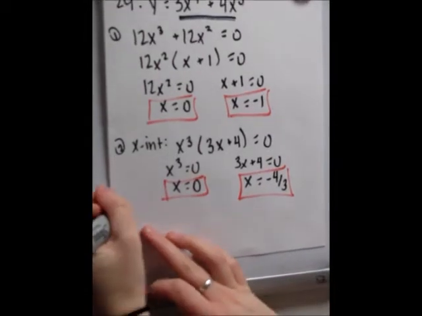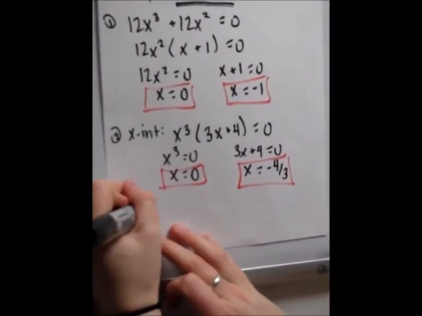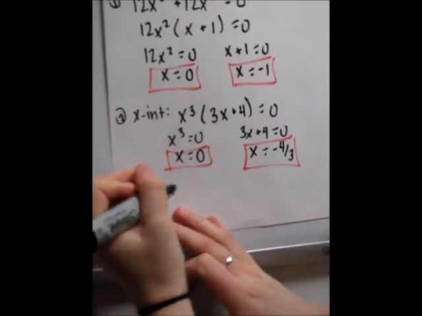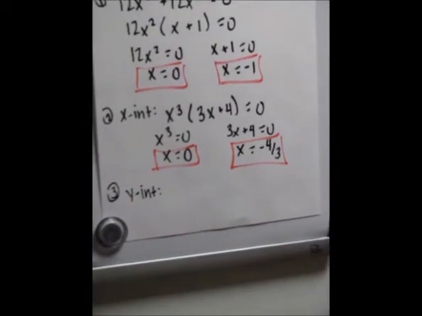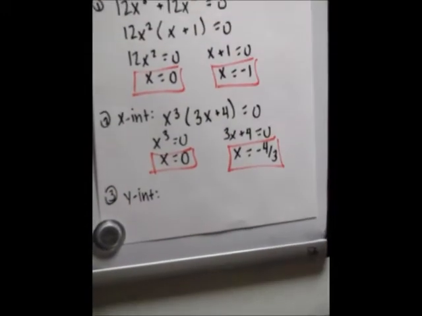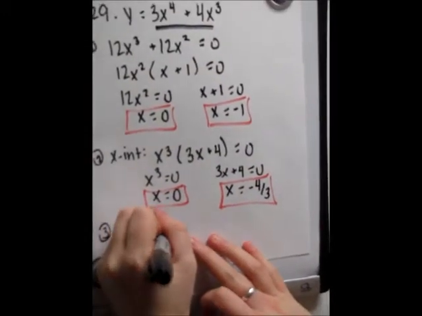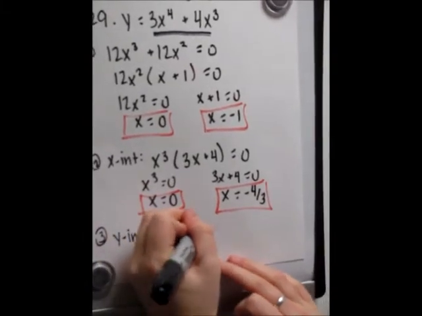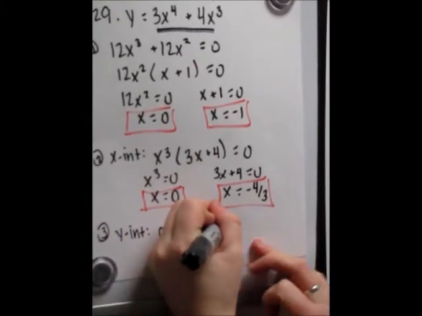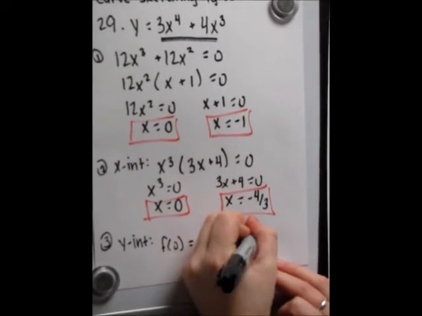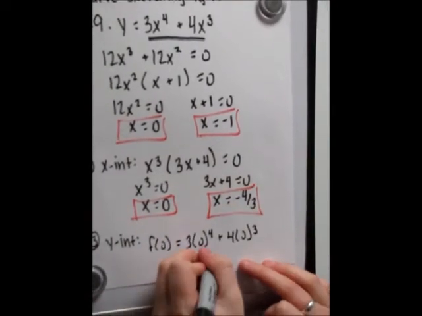Our third step will be to find the y-intercept. Now to find the y-intercept, you just plug 0 into the original equation. So we'll have f of 0 equals 3 times 0 to the 4th power plus 4 times 0 to the 3rd power, which will equal 0.